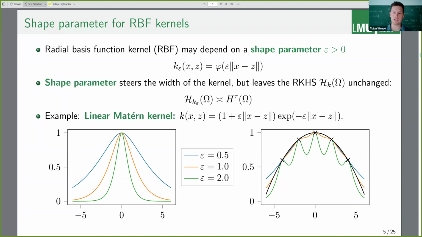And on the right-hand side, you can see how this results in the interpolation of some black function. You see with the green kernel, the shape parameter seems to be a little bit too peaky. Therefore, we have these kind of oscillations, while the orange or the blue one give a better approximation. And so this is really now the question, which of these shape parameters is the best one, which gives the best approximation.